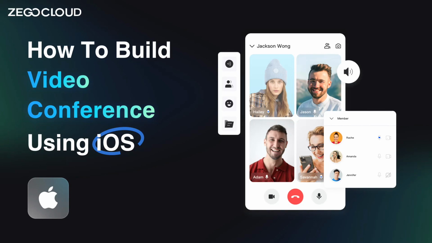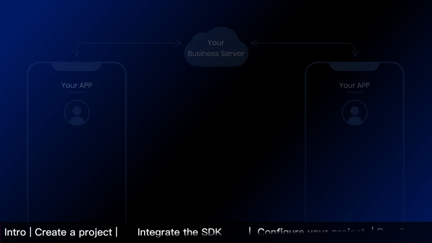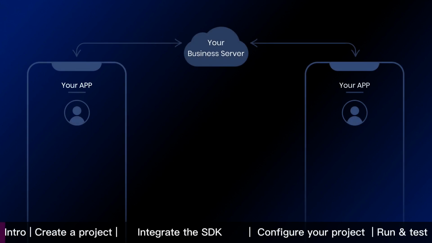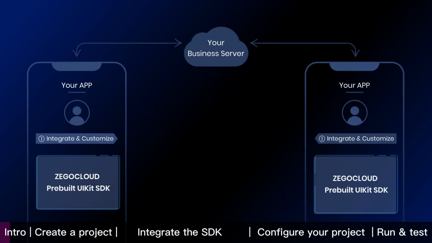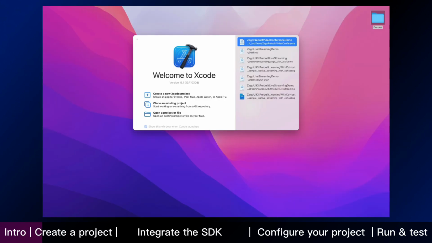This iOS tutorial shows how to build video conference into your app with ZEGOCLOUD. To embed video conference feature, we are going to integrate and customize ZEGOCLOUD pre-built UI Kit SDK into your app. Then users start voice, video, or text chat through ZEGOCLOUD real-time network. It's that simple. Now, we are in an iOS environment.